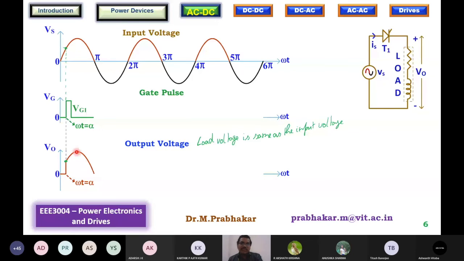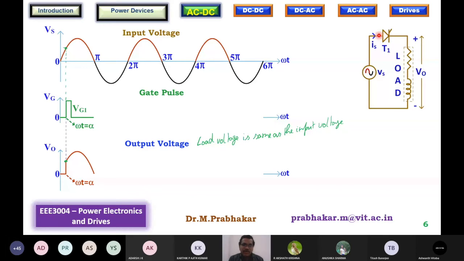Therefore, load voltage waveform will simply follow the source voltage waveform. That's all. Now, at omega t equal to pi, the supply voltage has come down to zero. Because the supply voltage has reversed, the current through the SCR should reverse, but it doesn't happen, because the stored energy in the inductance will not allow the current to decay very fast. That is a property of an inductor. An inductor opposes sudden change in current.